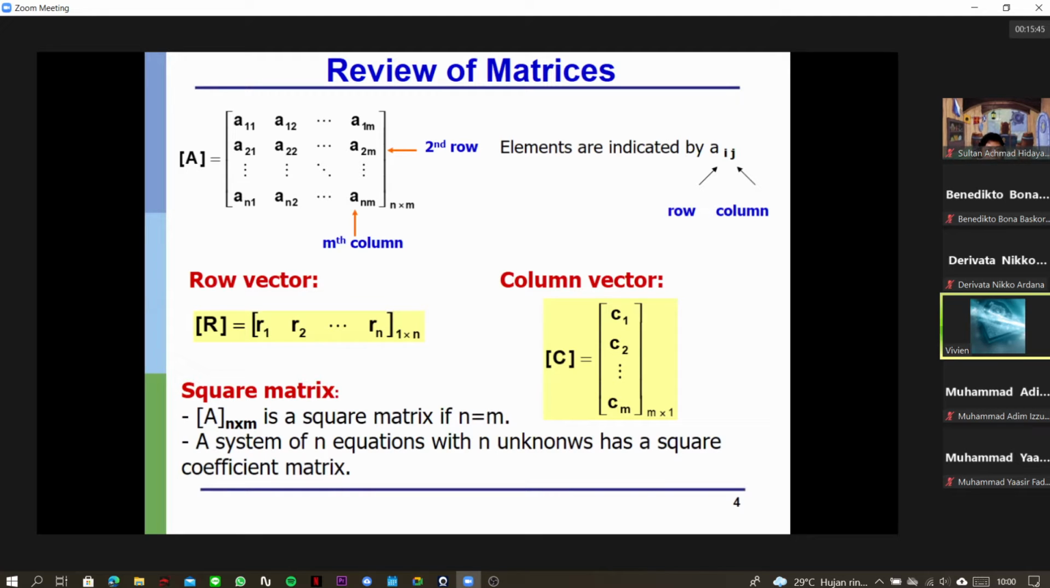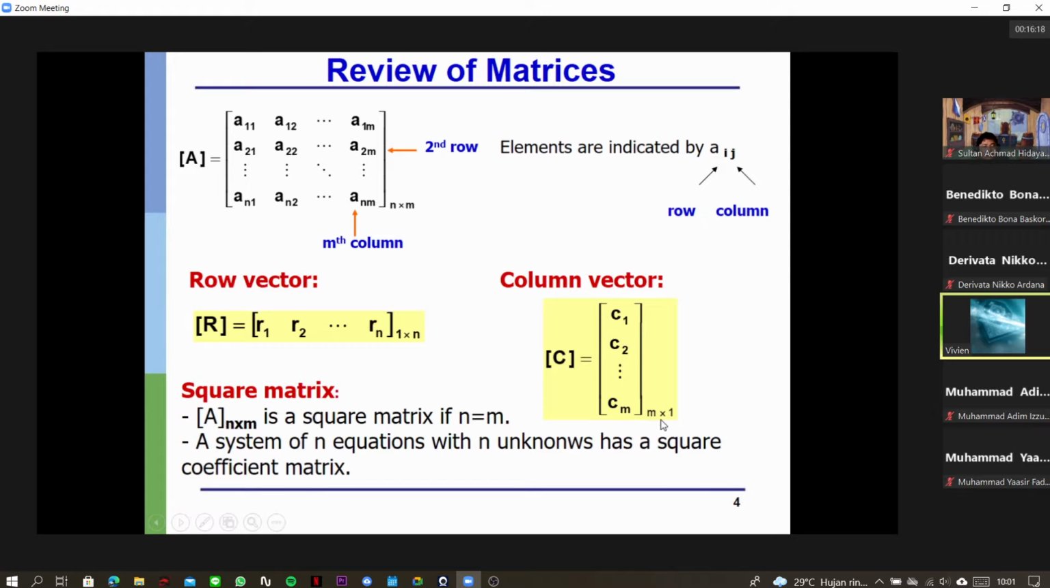Aside from the matrix, we also have vectors. A vector means only one row or one column. So we have a row vector, in which the elements of the vector are one row and n columns. We also have the column vector, which we can write as one column only and several rows. So we have C1 up to Cm here.